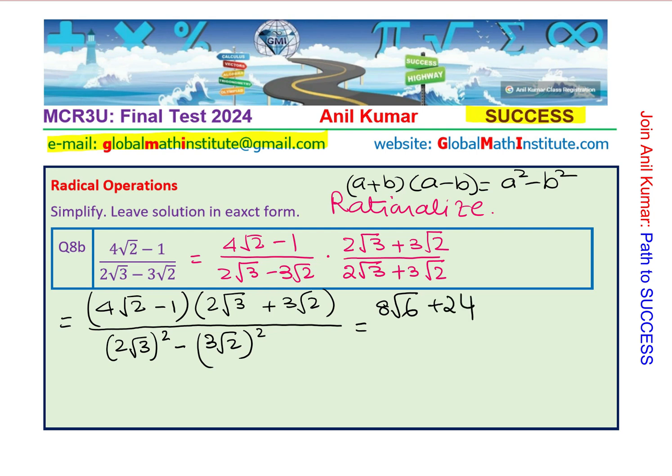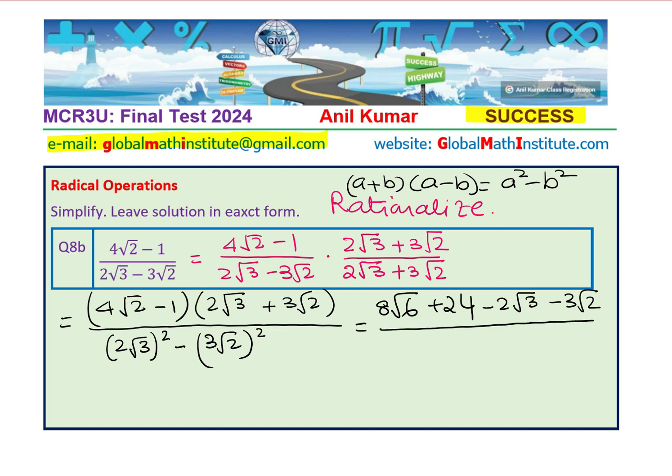I'm not getting into details of this since you have done part A, so you know this part, correct? With minus 1 times 2 square root 3 and minus 3 square root 2. Perfect? In the denominator, the square of 2 is 4 and the square of square root 3 is 3, so 4 times 3 is 12, minus 9 times 2 which is 18. So we can now simplify.